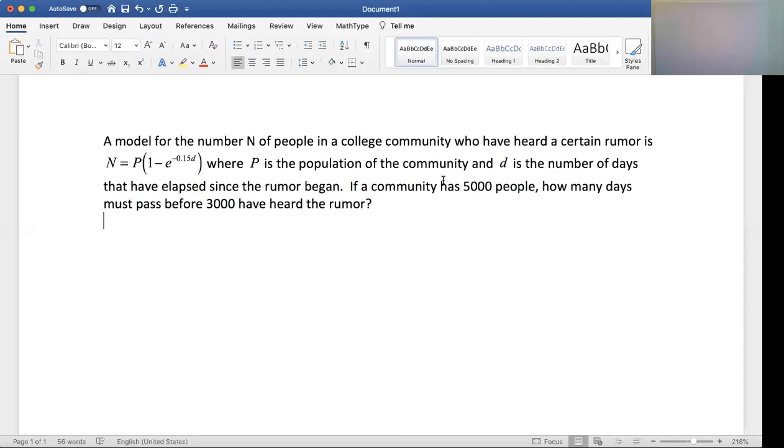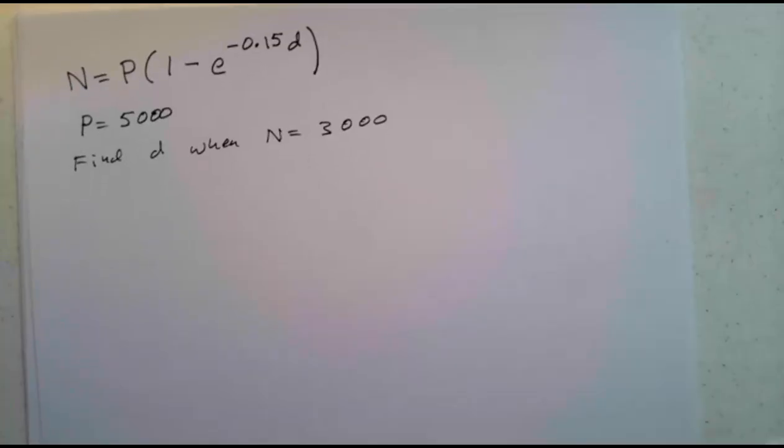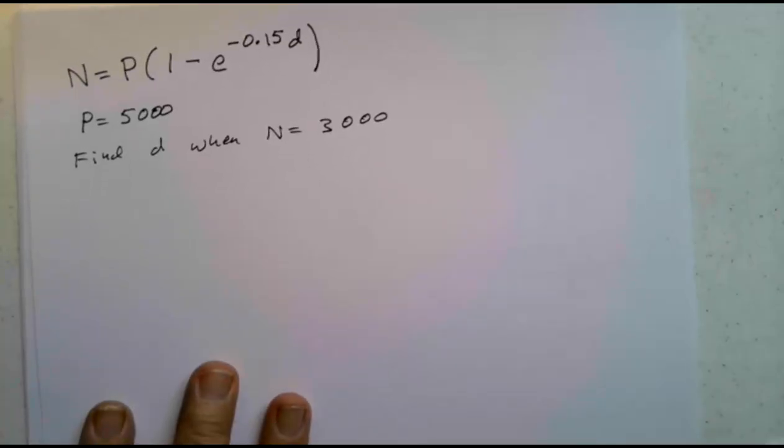So what does this 5,000 tell us? The community has 5,000 people. What variable is that? That, of course, is p. So we're starting with p is 5,000. How many days must pass? Find d when 3,000 have heard the rumor. Which variable is 3,000? That would be n, the number of people who have heard the rumor. So n is 3,000, p is 5,000. We need to solve for d. That's our process here. So let's go ahead and make our substitution.